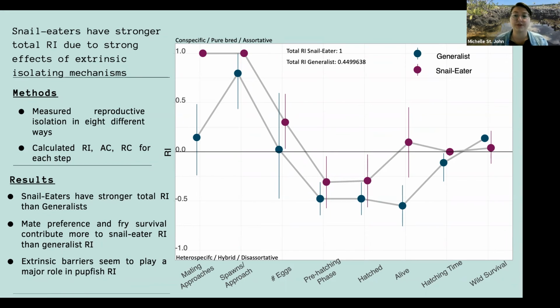Lastly, I think this pattern shows that extrinsic barriers, such as wild courting success, mate preference, and even things like wild survival here at the end, seem to increase reproductive isolation, while intrinsic mechanisms seem to favor hybrid matings.